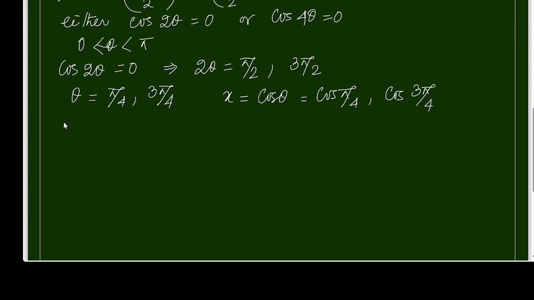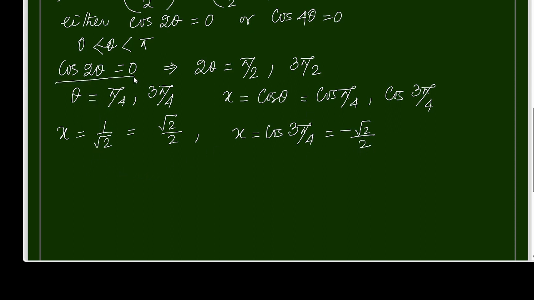Now taking the values, cos π/4 we know is 1/√2, so this can be written as √2/2. If I take cos 3π/4, that will be x equal to cos(π − π/4), which will be negative of √2/2. So from this first one, I am getting x as ±√2/2.